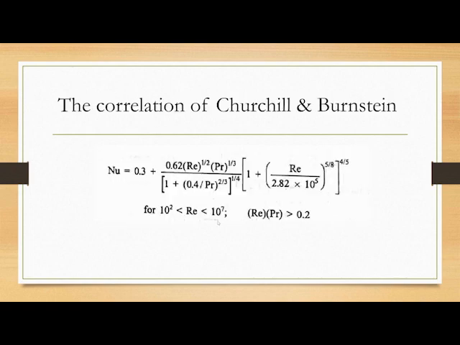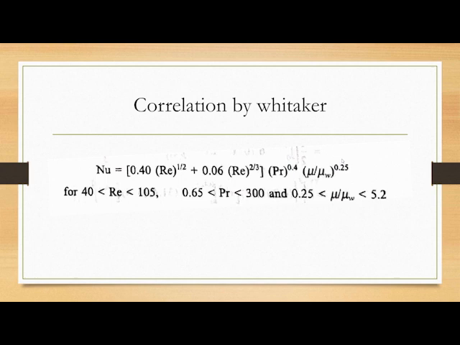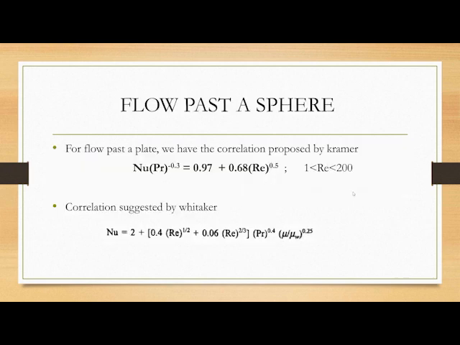Here is another correlation for external flow across a cylindrical figure, which was given by Churchill and Bernstein, and here is the required condition for its applicability. Here is another correlation in the same case of fluid flow across a cylindrical figure, which is given here, with its condition of applicability. This one is the condition of flow past a sphere and the correlations. The first was proposed by Kramers and the second was given by Whitaker.